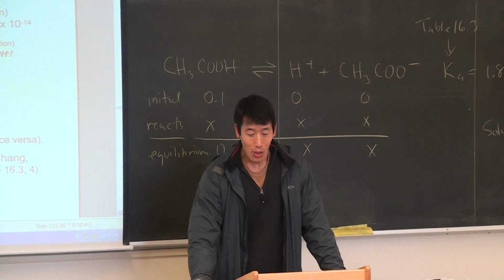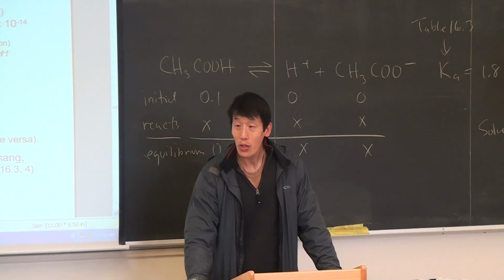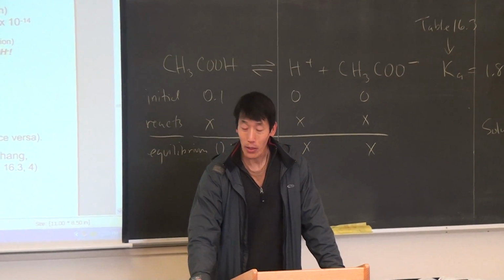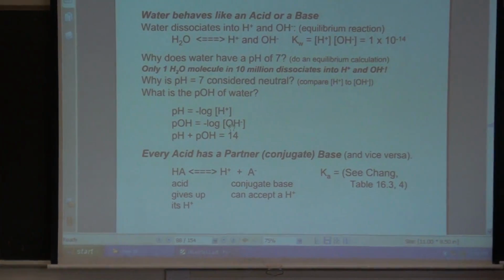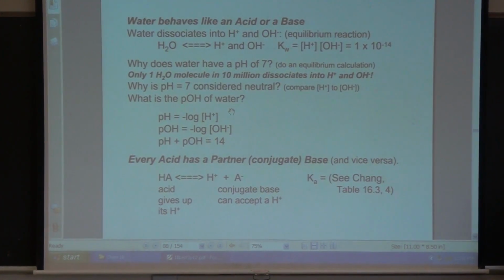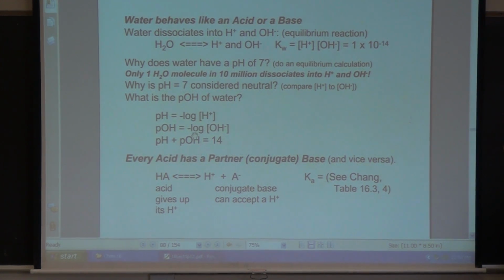Then we also talked about why pH 7 is considered neutral: the concentration of H plus equals the concentration of OH minus. Then we also looked at pOH. pOH is defined as minus log of the OH minus concentration. So what is the pOH of water? 7. Yeah, it's equal to 7. If the pH equals 7, the pOH also equals 7, and we know that from this equation, pH plus pOH equals 14. And we also talked about every acid having a partner, or conjugate base.